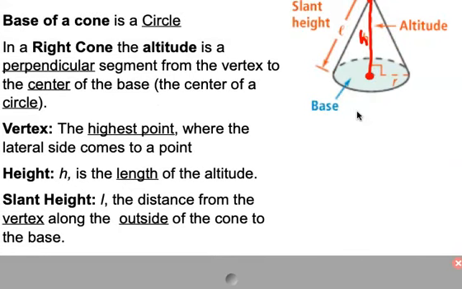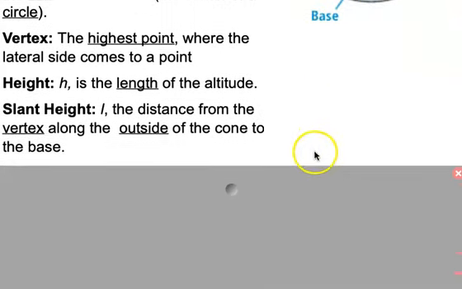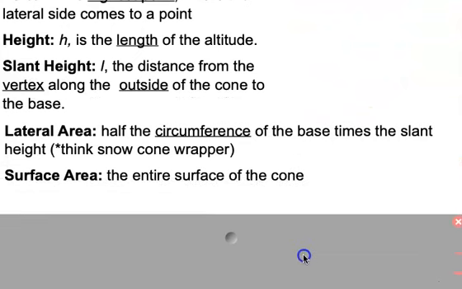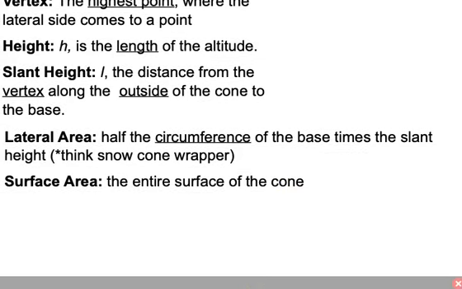So with slant height, it's the same exact idea. It's the distance from the vertex and then kind of tracing the outside all the way down to the bottom. So this cursive L for lateral height or slant height, that's the one that we want for surface area. The inside height is great for volume, but we're not doing volume yet. Then the lateral area, half the circumference of the base times the slant height. The surface area is the entire surface of the cone.